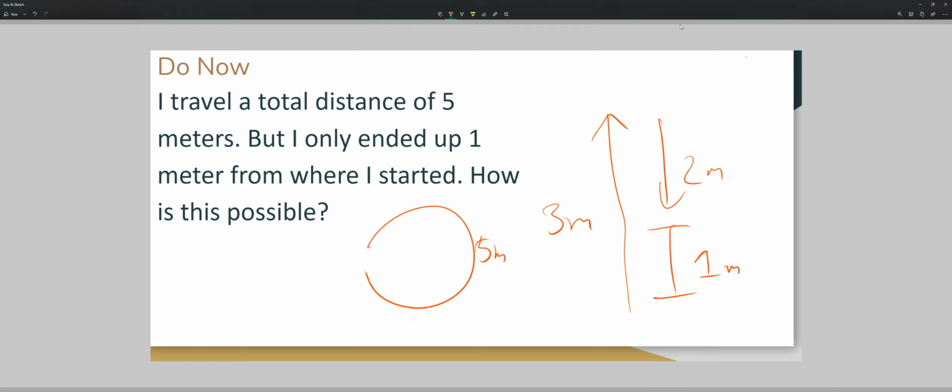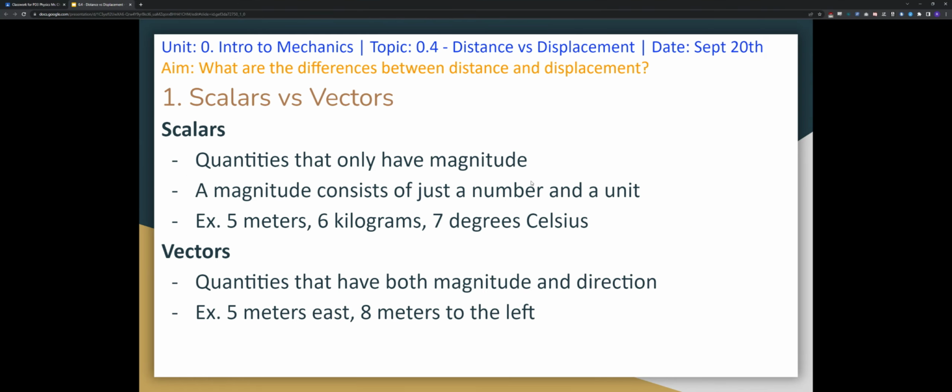You could have traveled 5 meters, but your distance from where you started, the end of that path, could have been 1 meter. And any other variation you guys can think of.